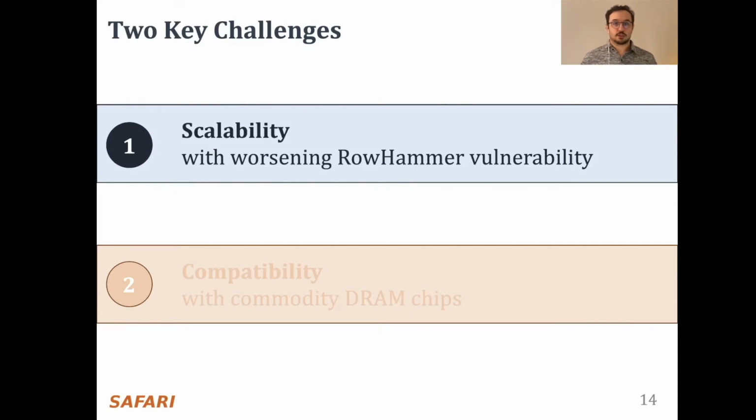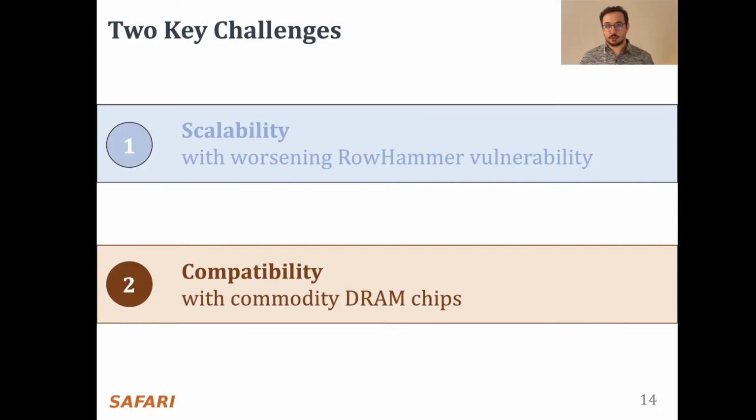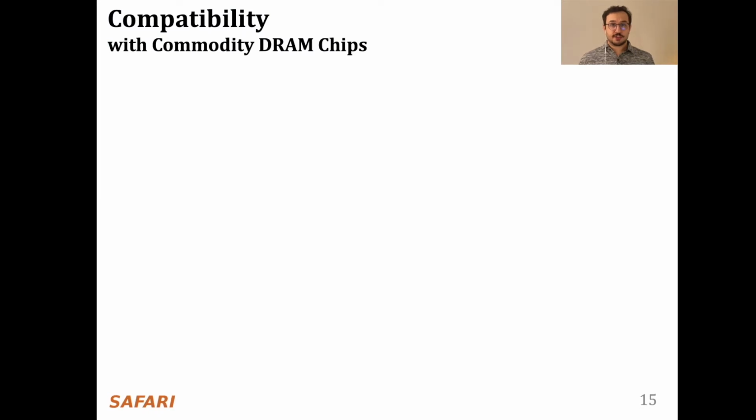The second challenge is compatibility with commodity DRAM chips. To understand this challenge, we need to revisit how memory addresses are mapped to DRAM cells through several abstraction levels.